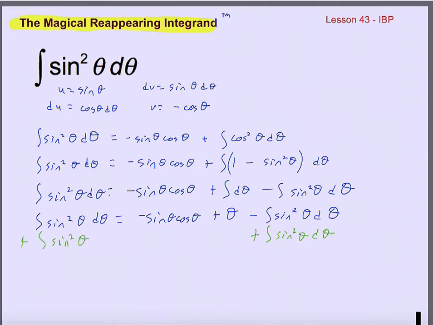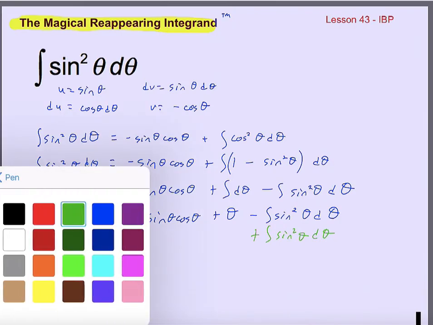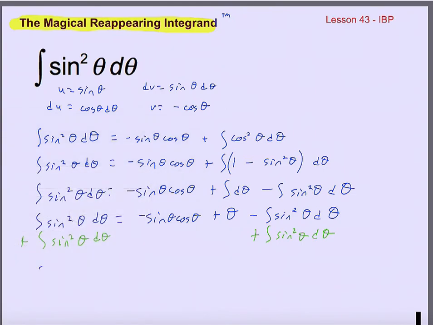And this is why, in this problem in particular, it is so important to have written the integral of v du on the other side, because we were going to need it. Now we can add them together. The integral of sine squared theta d theta plus the integral of sine squared theta d theta is two of them. 2 times the integral of sine squared theta d theta. And we know on the other side, we are free of any integrals.